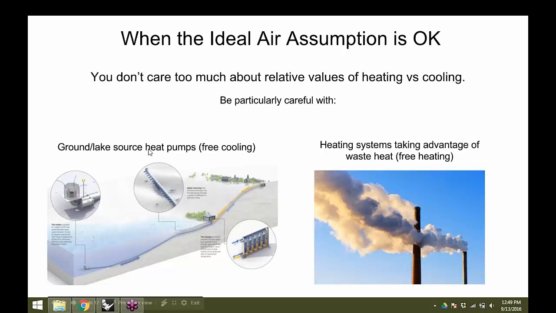And if you only are modeling the ideal air system, you're kind of looking at both and not really treating those with different sort of weight. And so you'd really want to model the full HVAC system if you're using something like ground or lake source cooling.